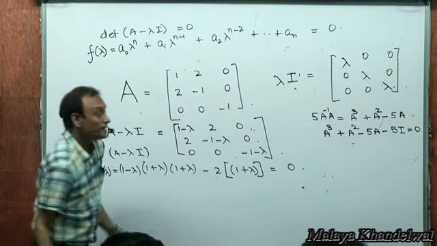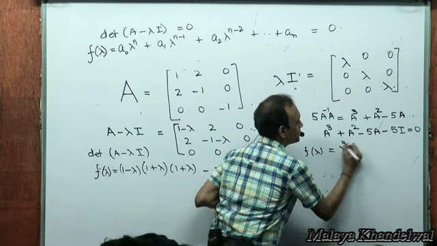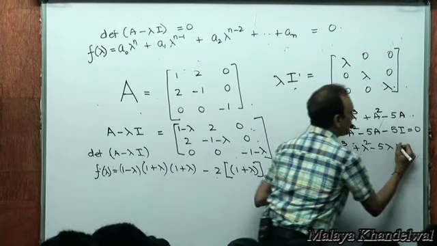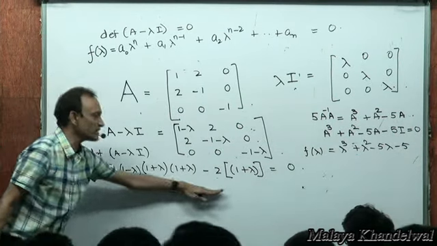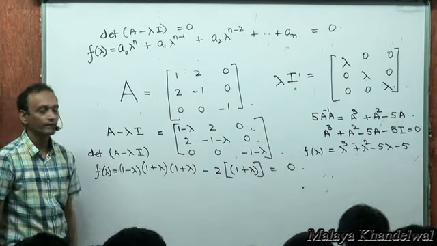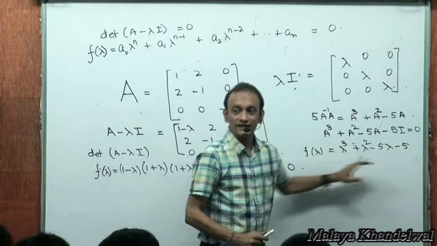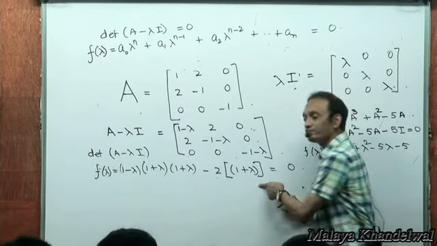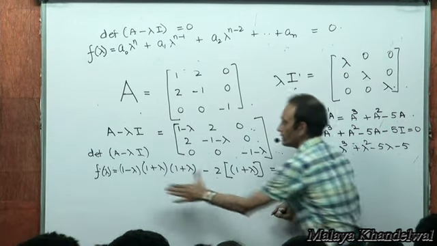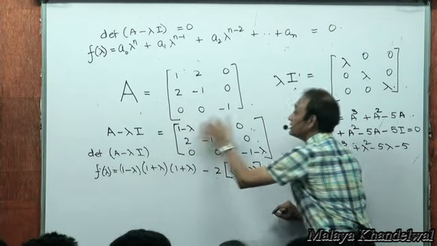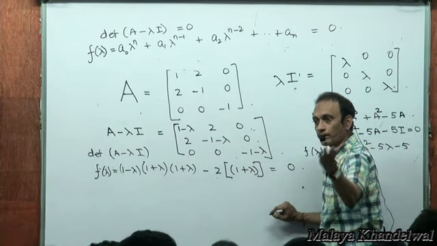Right? That means I'm expecting f lambda to turn out to be lambda cubed plus lambda squared minus 5 lambda minus 5. Is f lambda turning out to be this? Check this. This is f lambda. You know what I'm saying? If f lambda turns out to be this, if I have not goofed up the computations, and if I have, you fix it, okay? If all is good and f lambda is the determinant of this, then f of A will be 0.